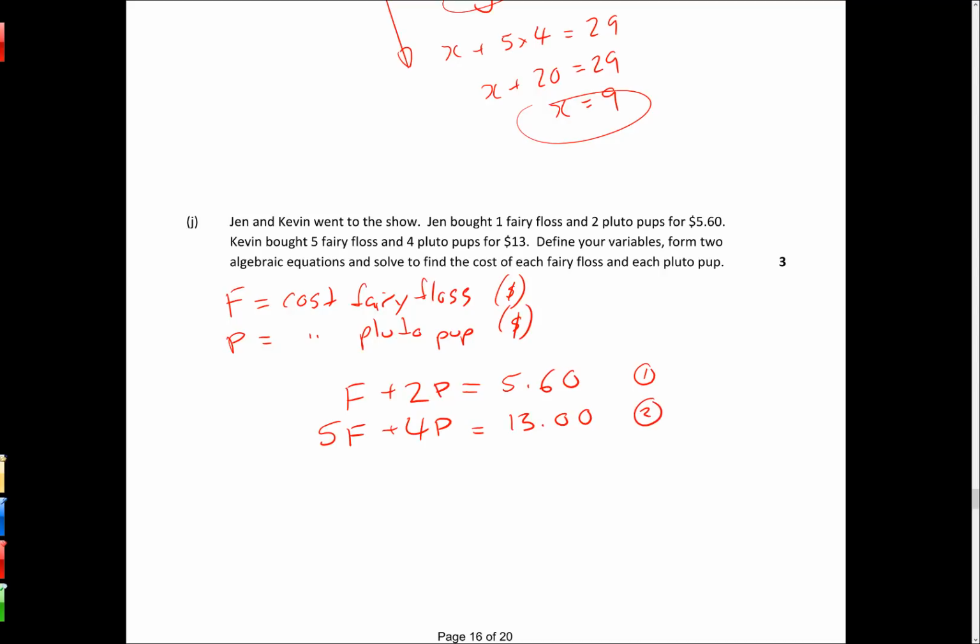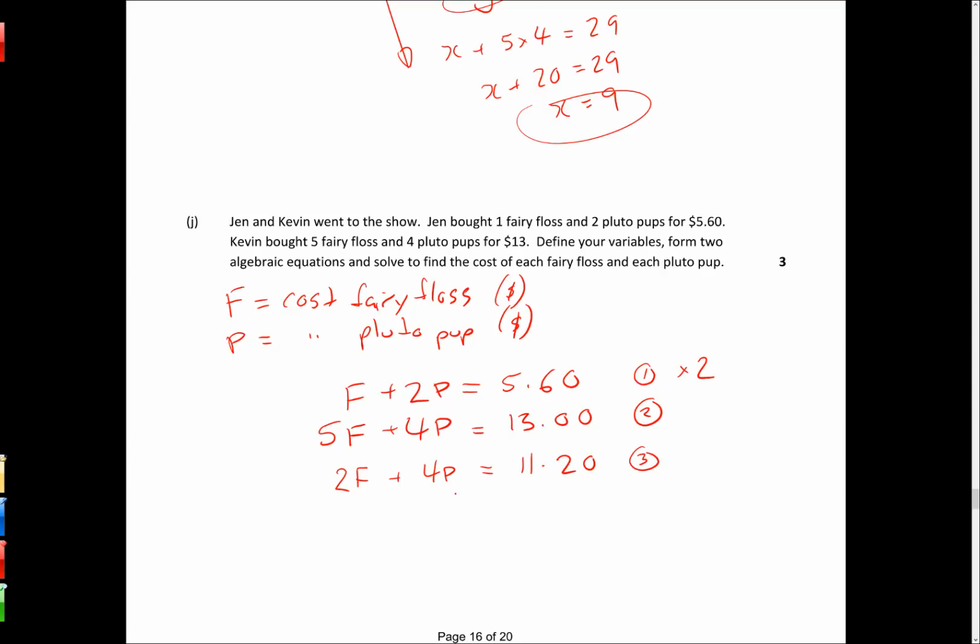Now you can look at the options. I'm going to eliminate again. I could just times equation 1 by 2, then it'll have 4 P's in it. And that'll have 4 P's. Or I could do equation 1 times 5, and then they'll both have 5 P's. I'd rather keep the number small. By 2 will do. Equation 1 times 2, F will become 2F, 2P will become 4P, and $5.60 will become $10 plus $1.20, it's $11.20.